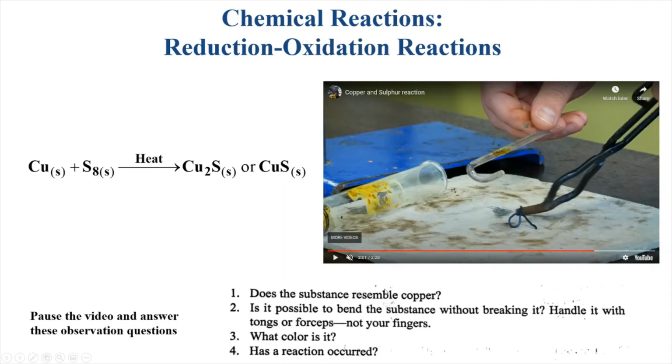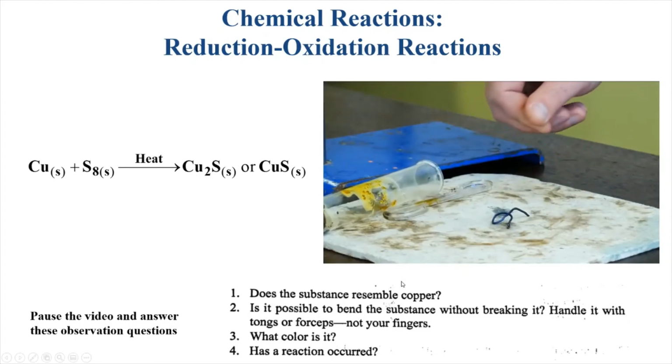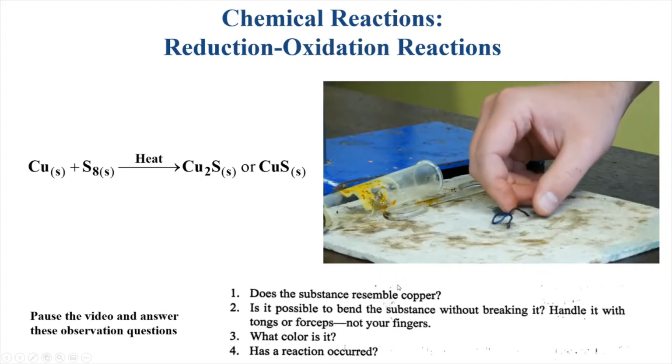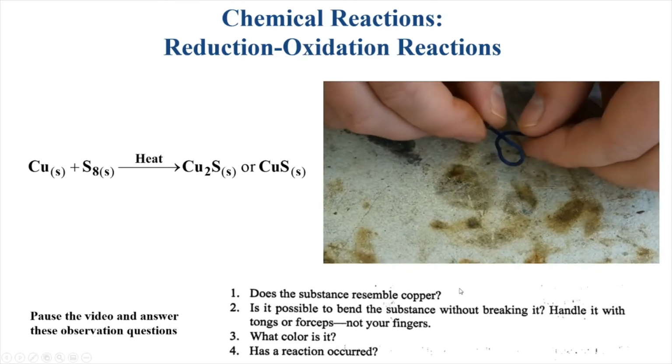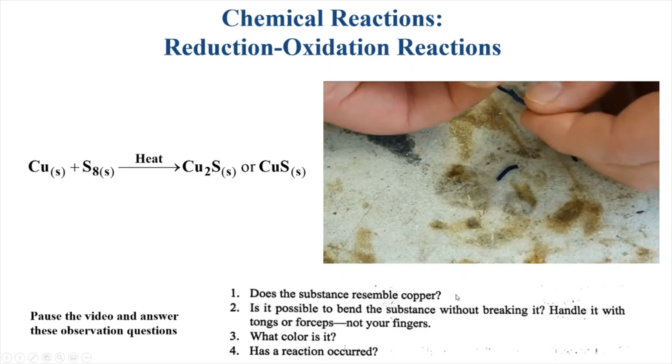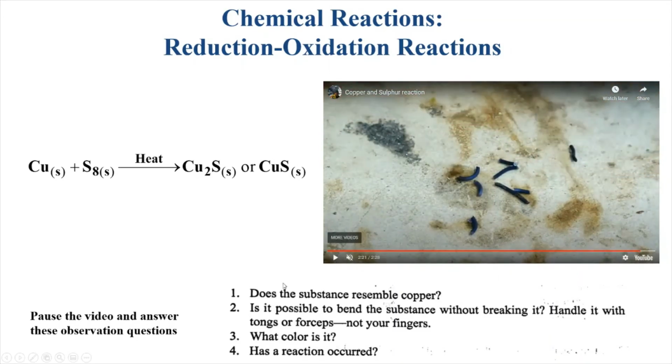Now, let's look at, is it possible to bend the substance without breaking it? They're going to start to do that now. You're going to write your observations: is it possible to bend the substance without breaking it? You're also going to write what color it is, so hopefully you can see the color now. And then from this, you have to tell us, has a reaction occurred? The answer is either yes or no, and how do you know?